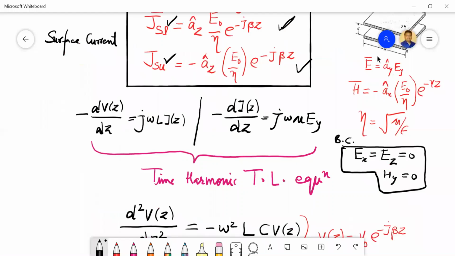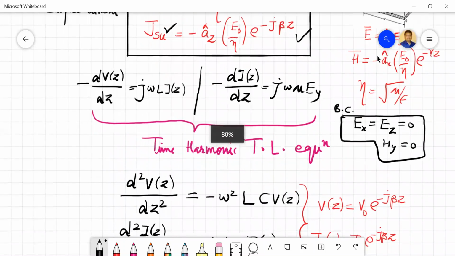we carried out the discussion and we solved the two very important equations which we called the time harmonic transmission line equations. And here these are minus dV(z)/dz is equal to j omega L I(z), a function of z, and the other one is minus dI/dz is equal to j omega mu E_y. So these were the two equations which we called the time harmonic transmission line equations, fine.